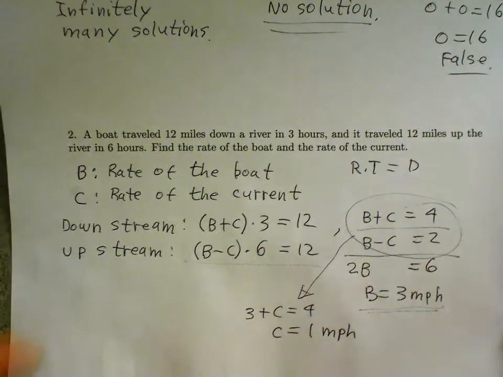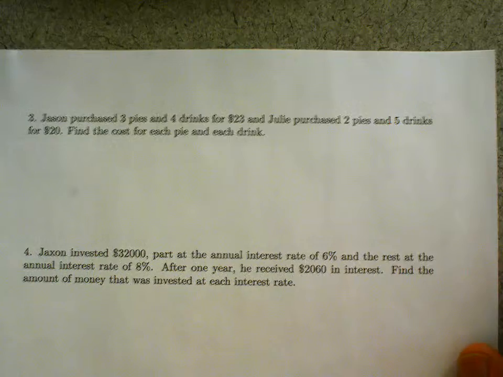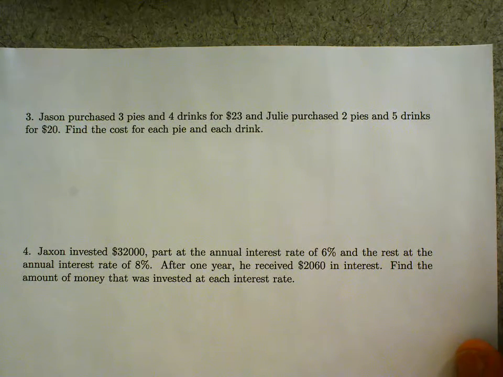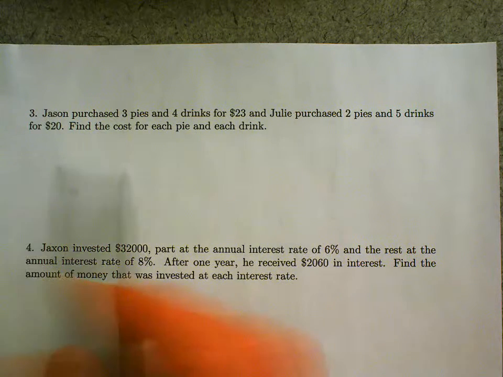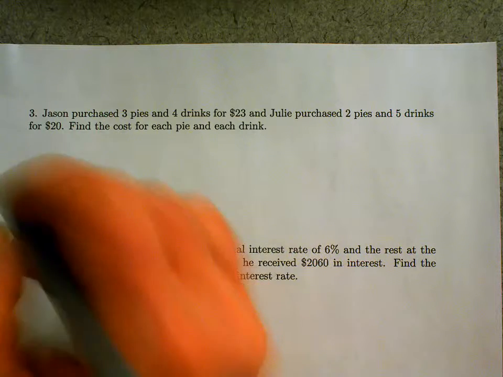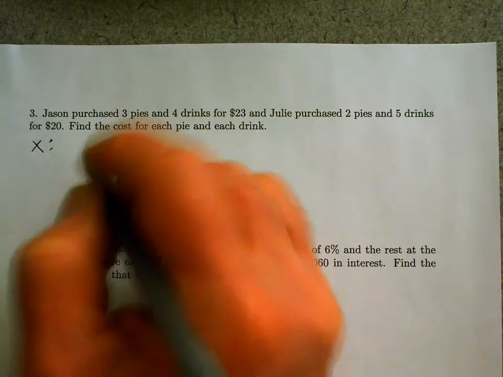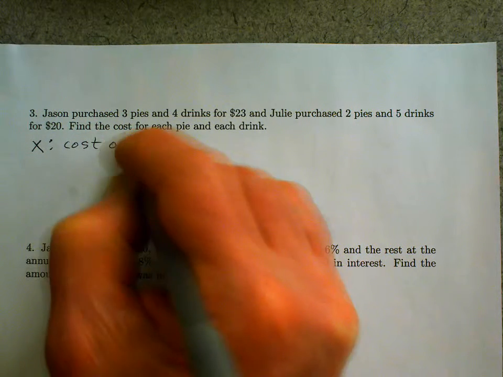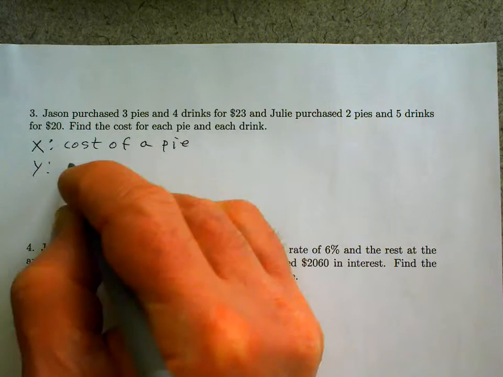Okay, on the next page, number 3, Jason purchased 3 pies and 4 drinks for $23. Julie purchased 2 pies and 5 drinks for $20. Find the cost for each pie and each drink. Well, you can use any variables you want. I'll pick X to be the cost of a pie. And I'll use Y to be the cost of a drink.